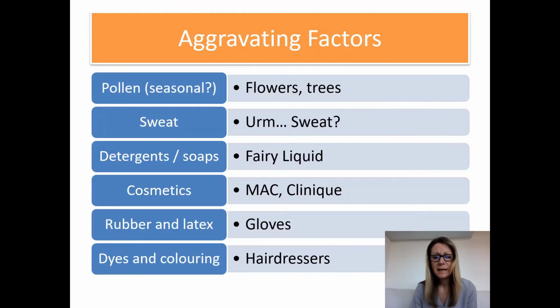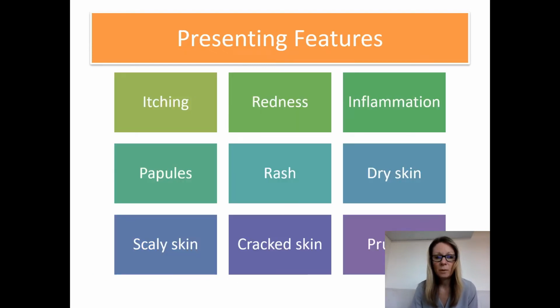There can be many aggravating factors. So here are just some examples, things like pollen, sweat, detergents and soaps. It's often useful to ask whether they've changed any soap or detergent recently. Cosmetics, rubber gloves is a common cause. And for hairdressers, using things like hair dyes and colouring can cause issues. These are the common presenting features. Many skin conditions have the same features, so it can be really difficult to distinguish between them.